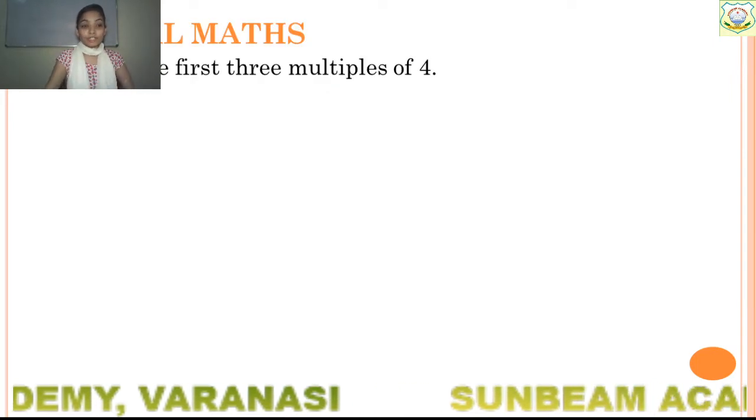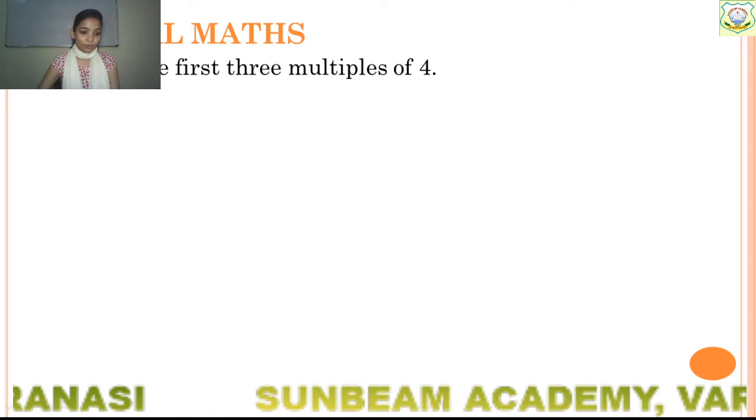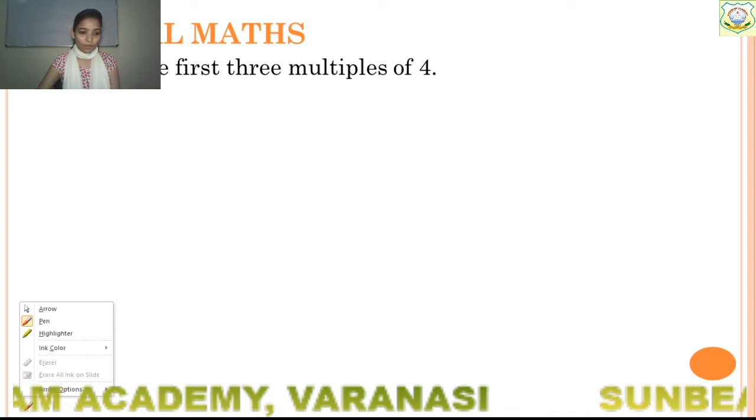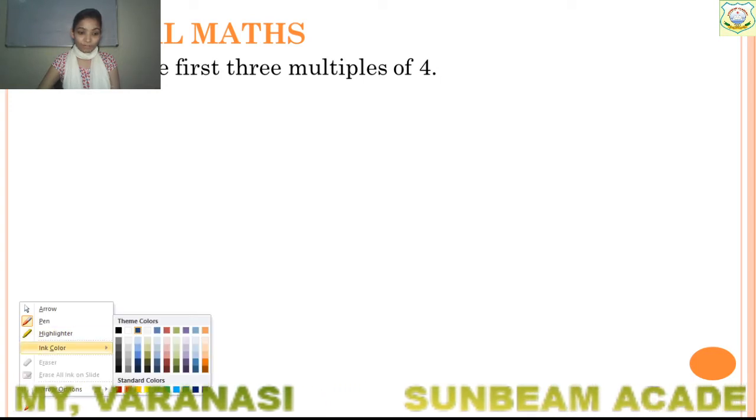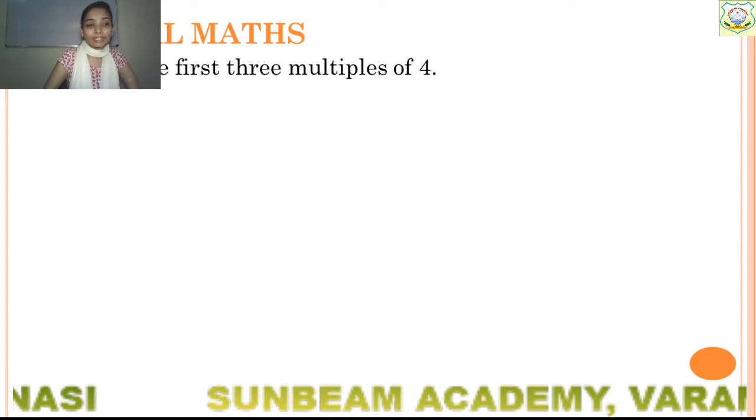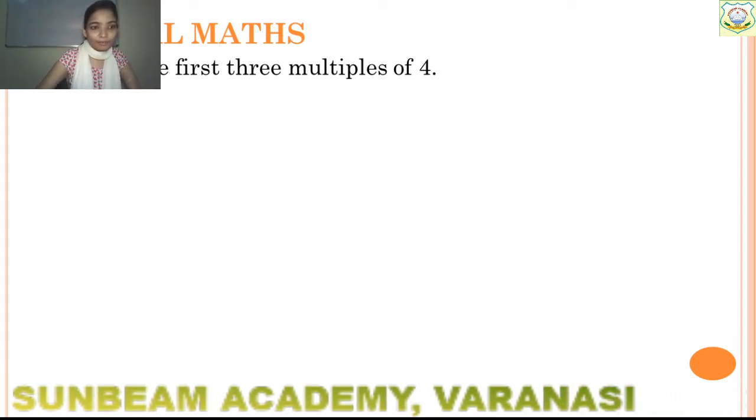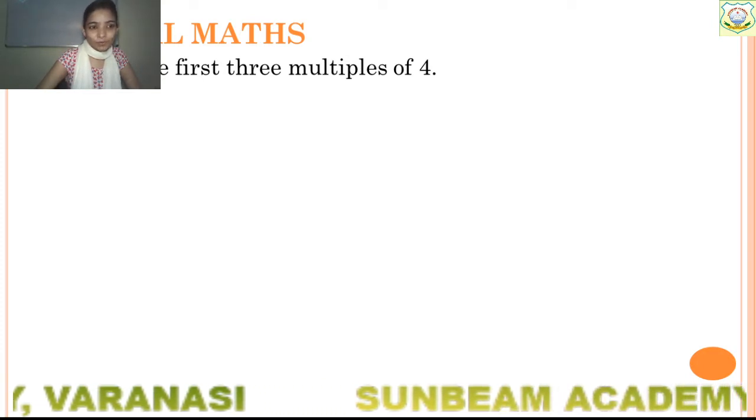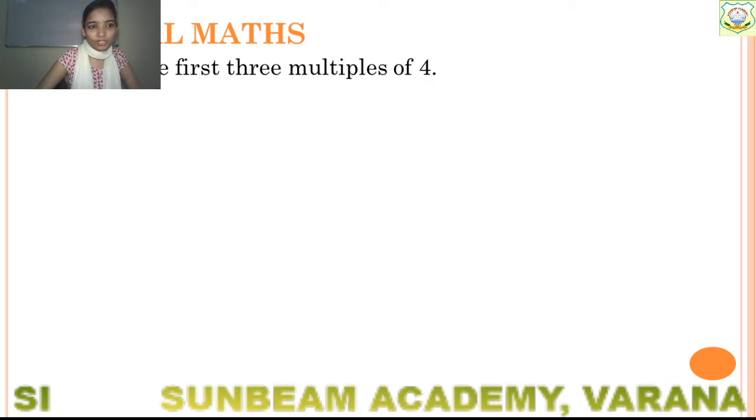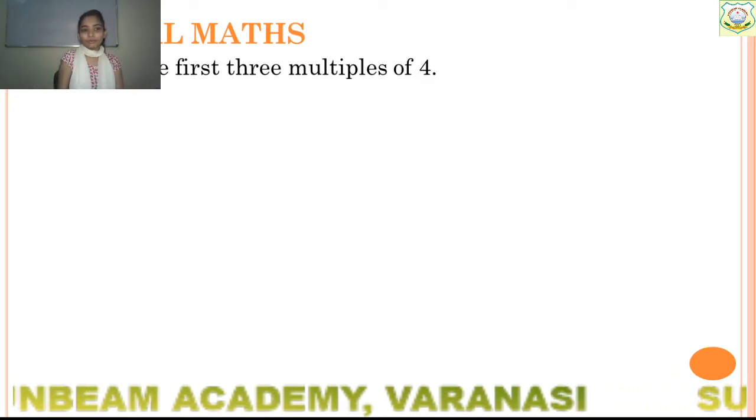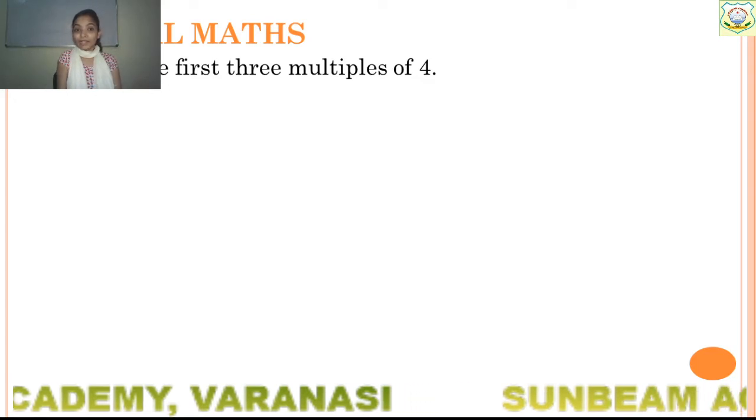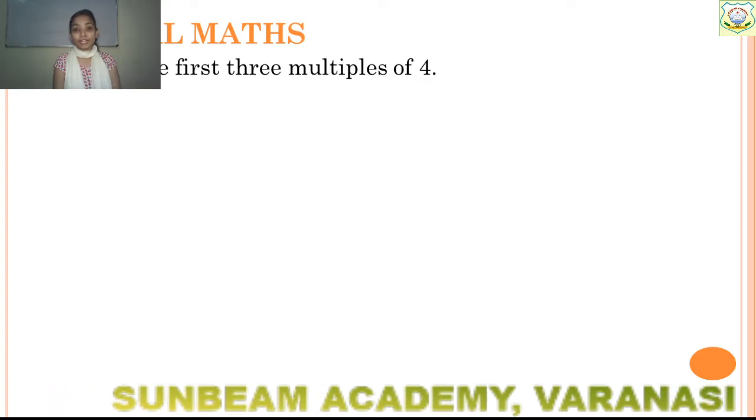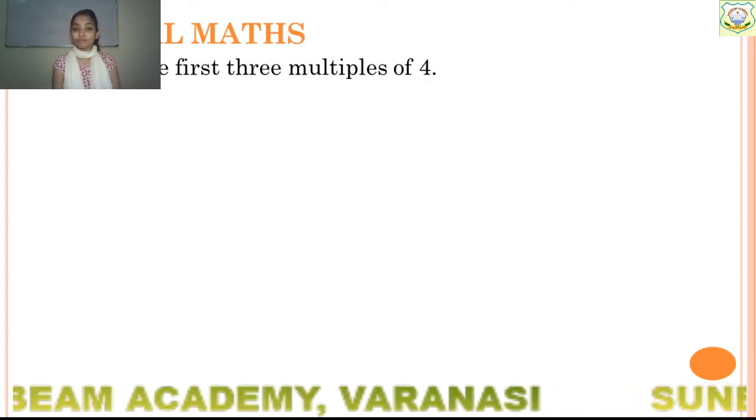Okay, so first of all you have to write down the date. Now I'm using blue ink so that you don't get confused. You can use either blue or black for writing the date. So first of all write the date. Okay, this is 7/7/2020. Write down the date and then write down the main heading, that is mental maths. Okay, after that note down the first question, that is write the first 3 multiples of 4.